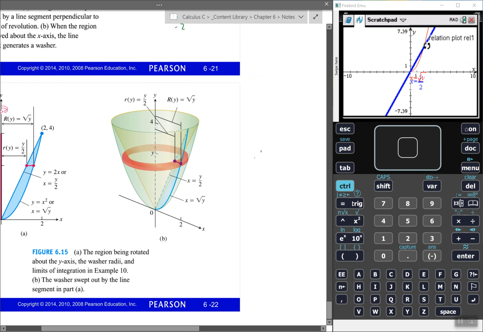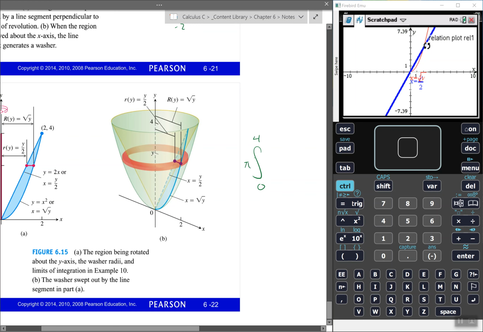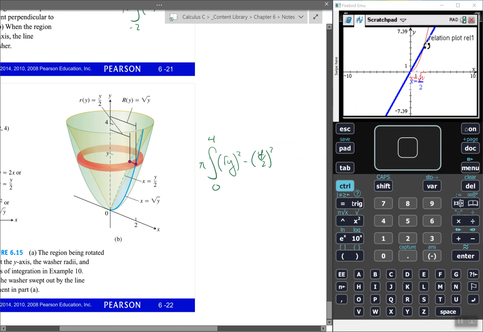So our limits of integration go from 0 to 4. So we are using the y values, excuse me. So 0 to 4 on the y, since we're integrating with respect to y. Pi, I'm going to put out front. The outer radius, which is the curve, is the square root of y. So I have square root of y, quantity squared, minus the inner is y over 2, the line, quantity squared, and that is dy.